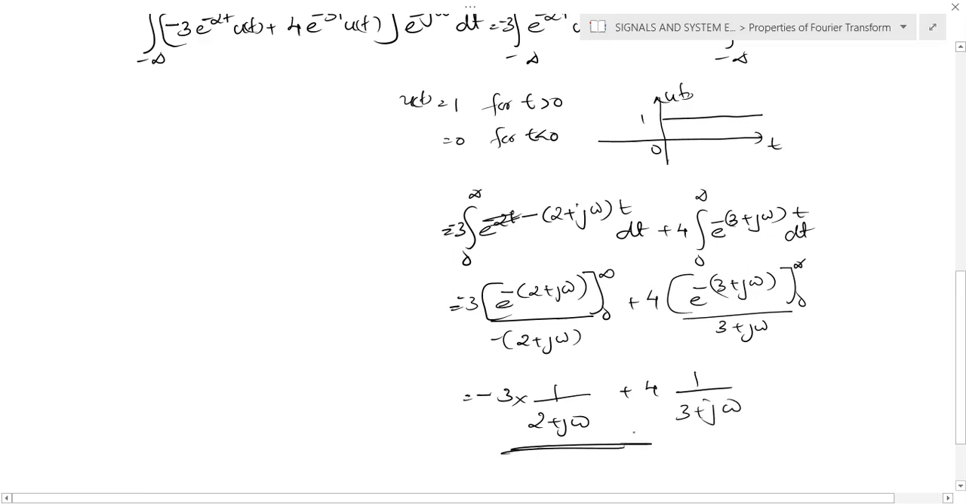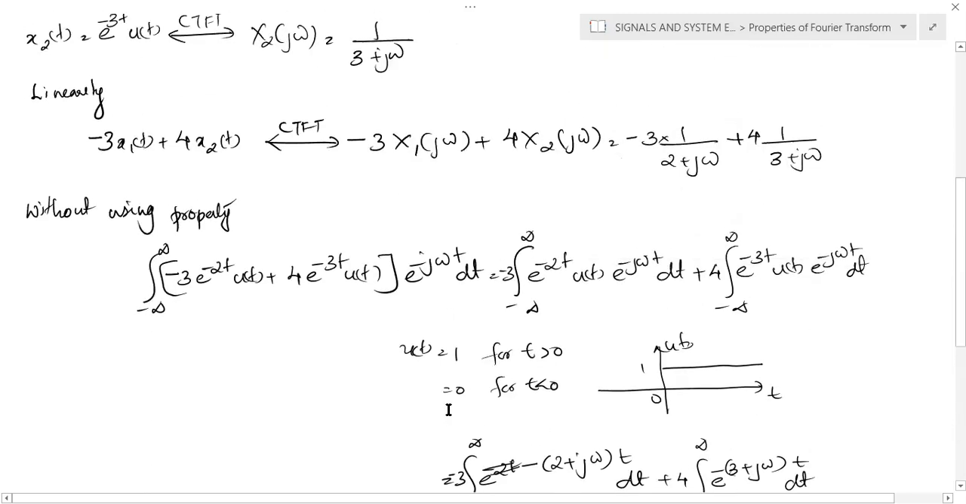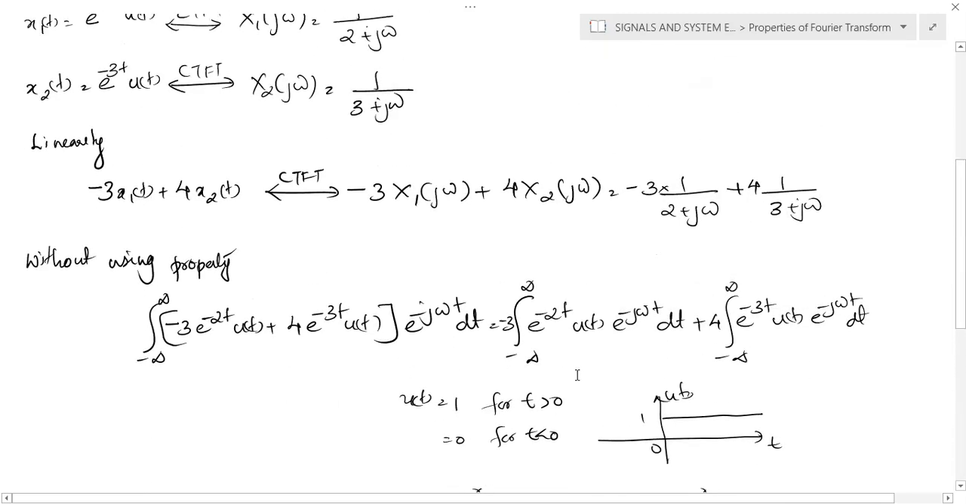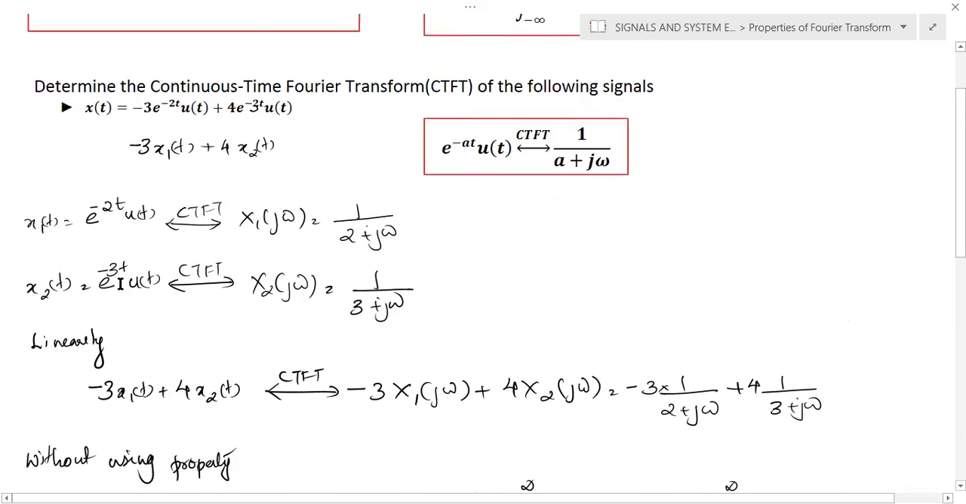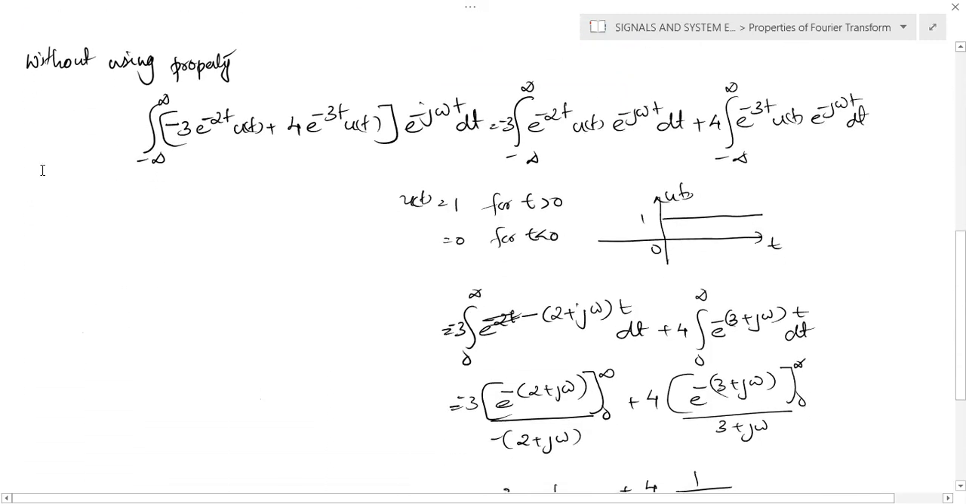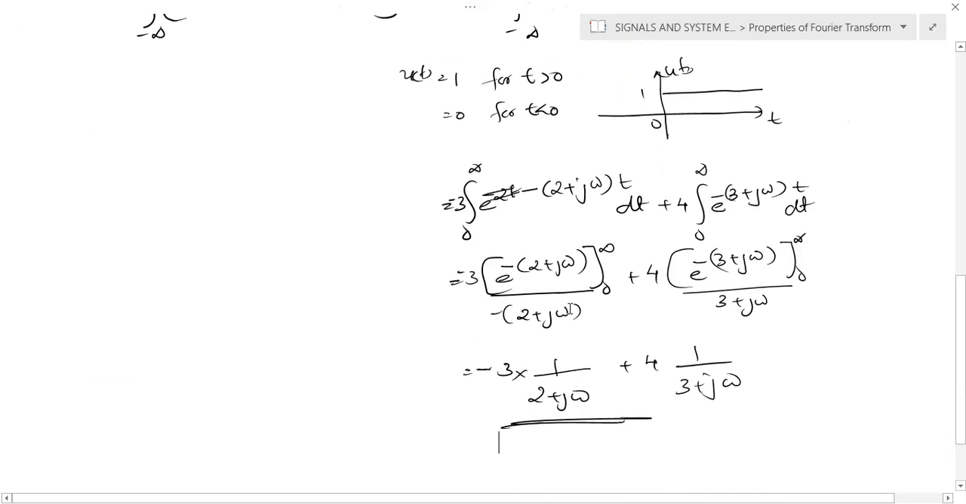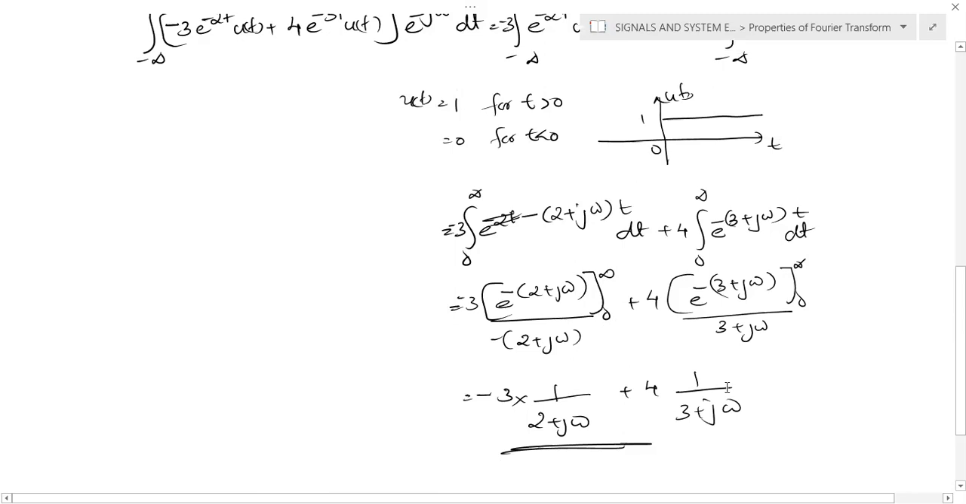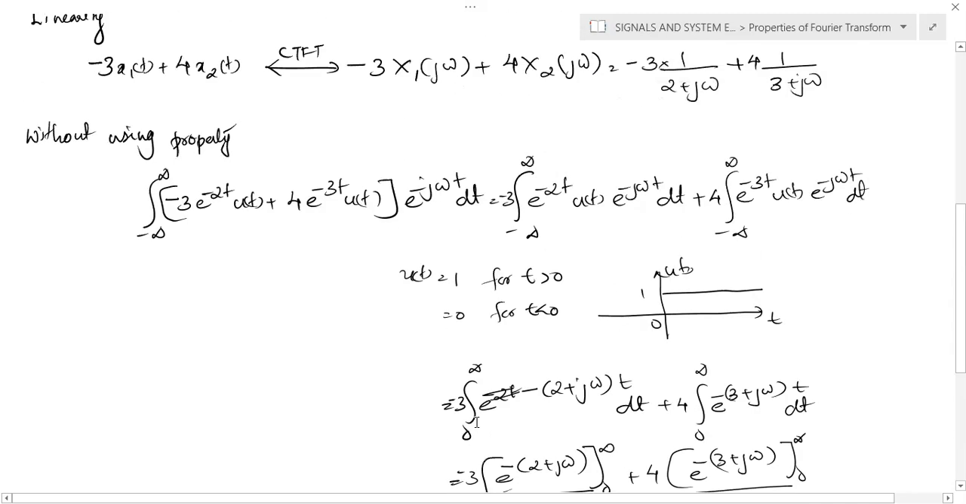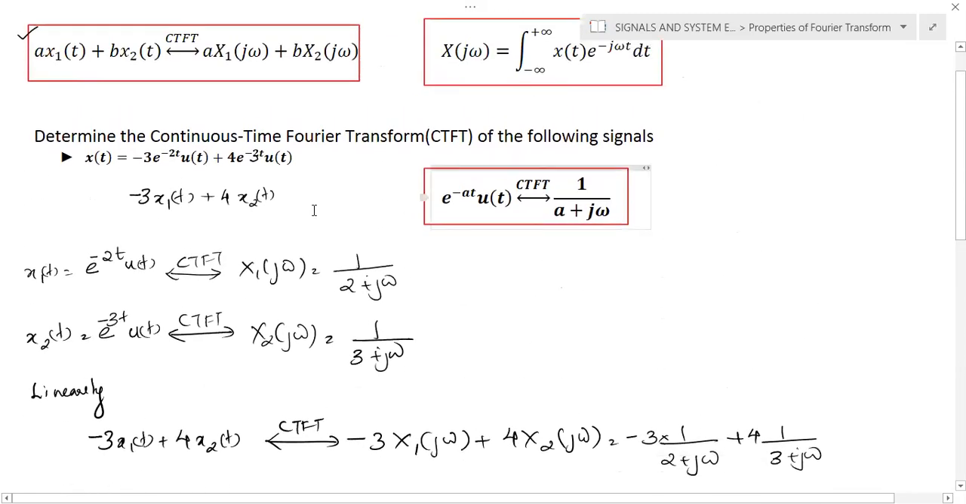So if you compare, these two are the same. You don't need to perform it in two different ways. You can use any one method. If you use the linearity property, you can see that the steps are very few. But if you use the direct method, you need to write many equations and many simplification steps. If you know the result and the linearity property, you can directly write the result.